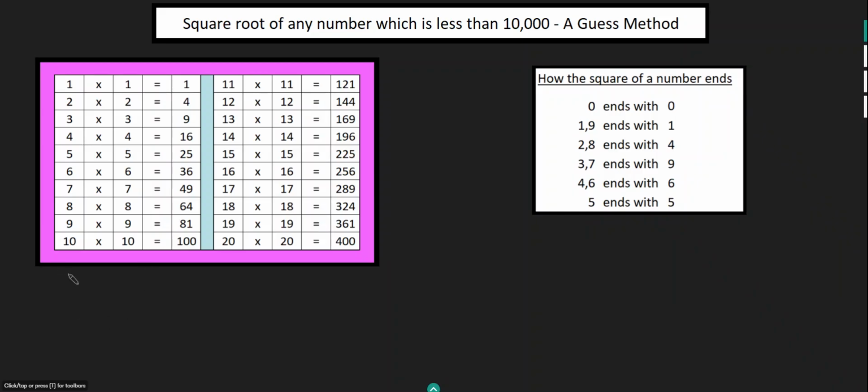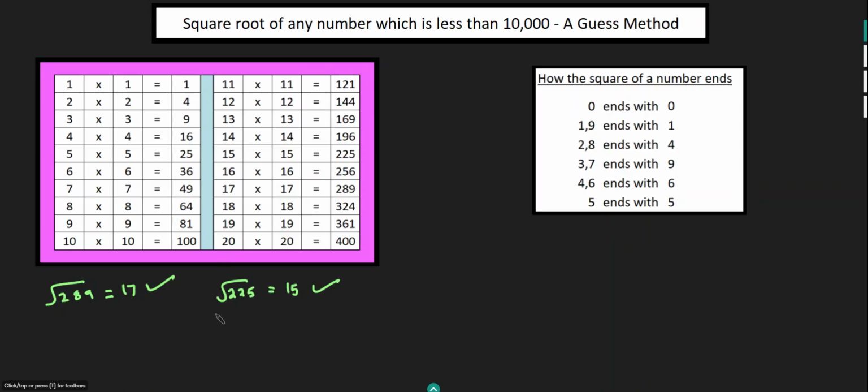Here I have given the table of squares of numbers starting from 1 to 20. Suppose we know them already, then we don't have to use this method. For example, if you know the square root of 289 is 17, or the square root of 225 is 15, then we will not have to use this method.